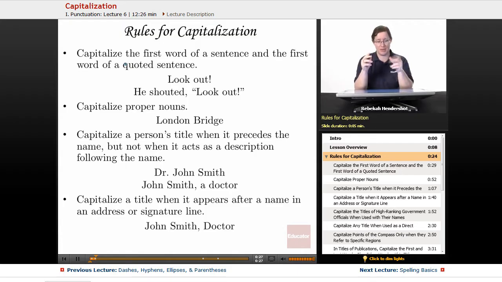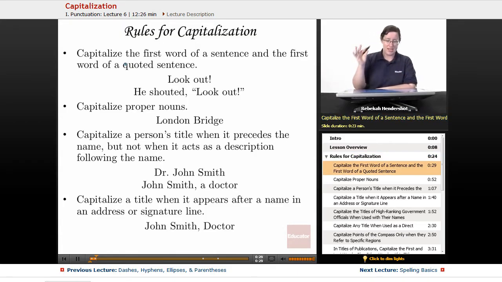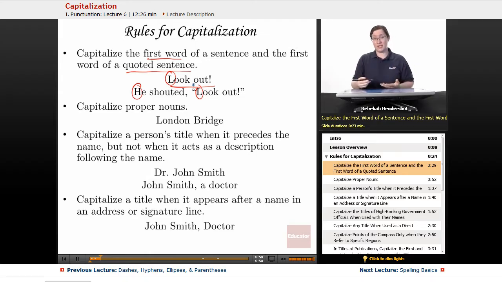Here are the words you capitalize. First, capitalize the first word of a sentence and the first word of a quoted sentence. So, for example, in the sentence, "Look out," you capitalize the L. In a quoted sentence, "He shouted, 'Look out,'" you capitalize both the H in "he" because it's the first letter of your sentence and the L in "look" because it's the first letter of your quoted sentence.